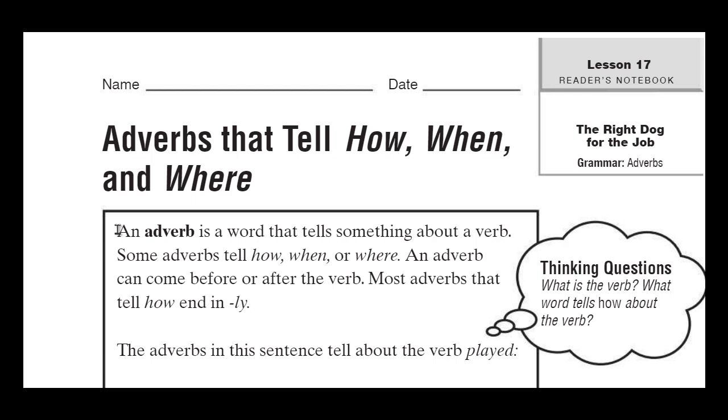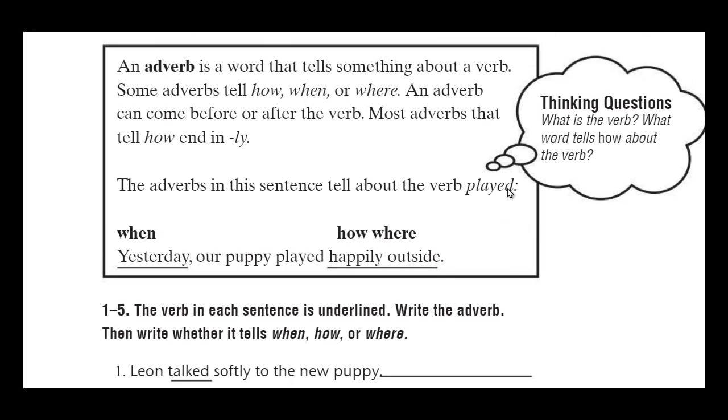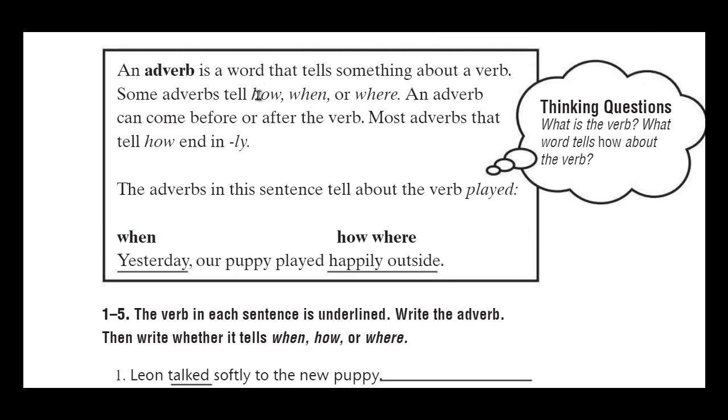Okay? Let's take this example. Yesterday, our puppy played happily outside. This sentence includes 3 adverbs. The first adverb is yesterday. Words like yesterday are considered as adverbs. Why? Because as we said here, we said that an adverb tells you how and when the verb takes place. So the word yesterday is an adverb.